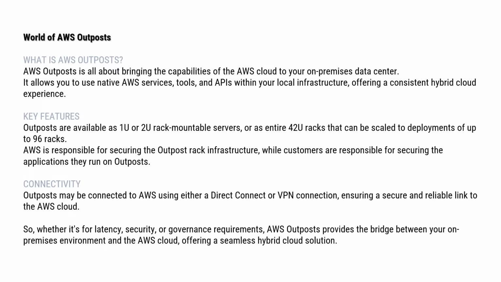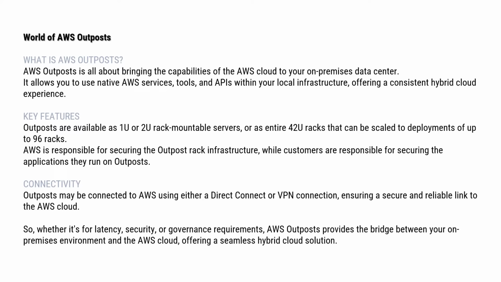Have you ever wondered how to seamlessly integrate your on-premises environment with the AWS cloud? Let's dive into the world of AWS Outposts. AWS Outposts is all about bringing the capabilities of the AWS cloud to your on-premises data center. It allows you to use native AWS services, tools, and APIs within your local infrastructure, offering a consistent hybrid cloud experience. Outposts are available as 1U or 2U rack mountable servers or as entire 42U racks that can be scaled to deployments of up to 96 racks.